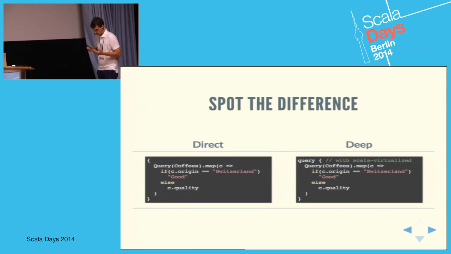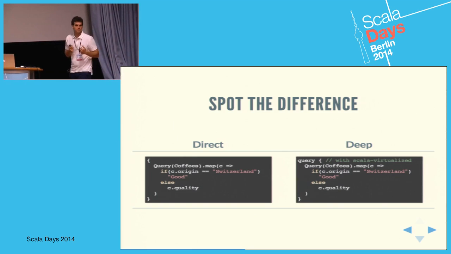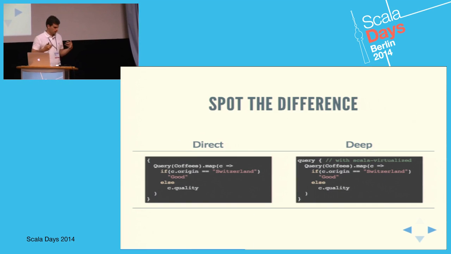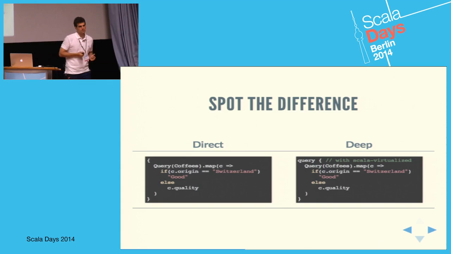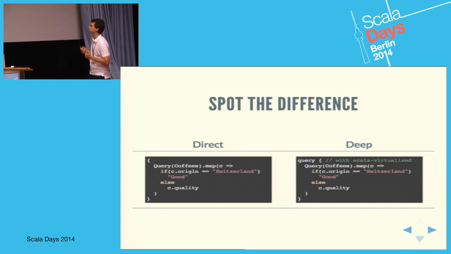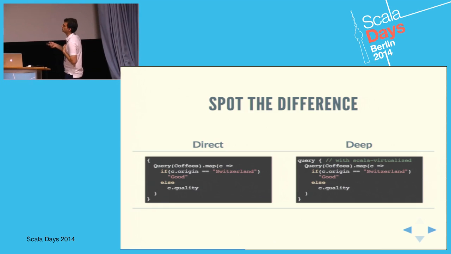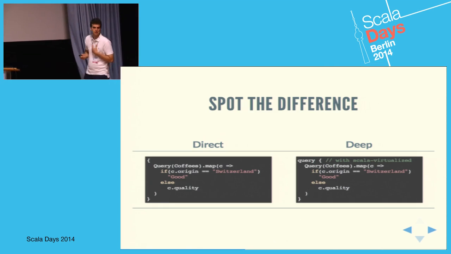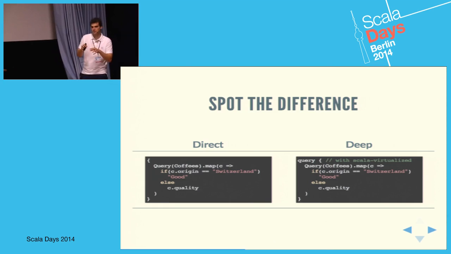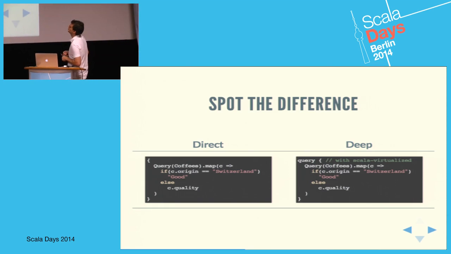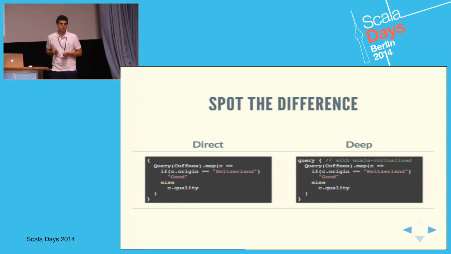So let's look at the code of the deep and the shallow embedding. The whole idea is that they should look the same. On the left-hand side, we have a direct embedding of this imaginary query language, and on the right-hand side, we have it implemented with Scala Virtualized, so that we don't get these ugly errors we got before. Essentially the code looks exactly the same. The only problem is that when you start modifying the code, make a type error or debug it, it becomes terrible. So it should be easy to translate one into another.